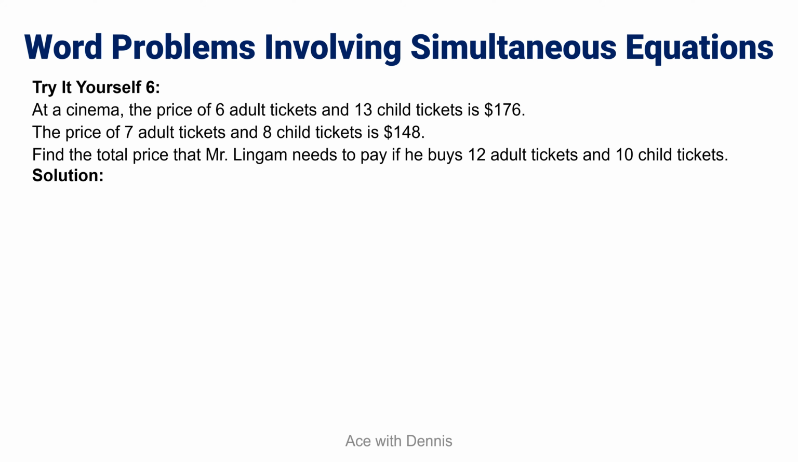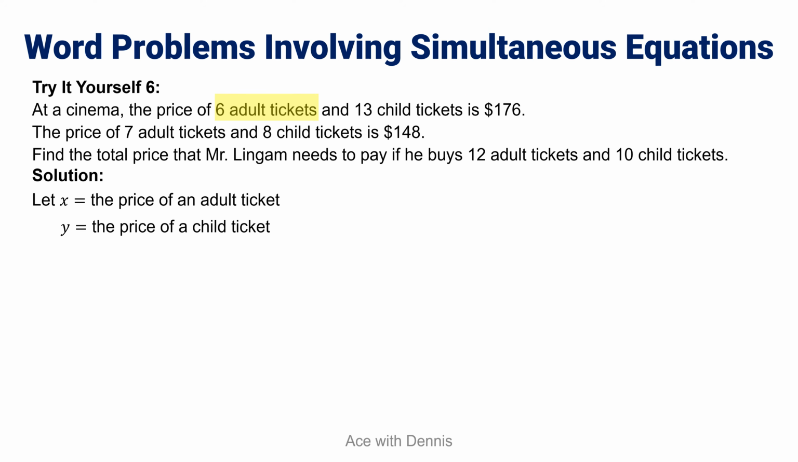Alright, here's the solution. Now I let x be the price of an adult ticket and y be the price of a child ticket. So based on the sentence, 6 adult tickets and 13 child tickets, I can write it as 6x plus 13y equals $176, hence equals 176. I label this as equation number 1.